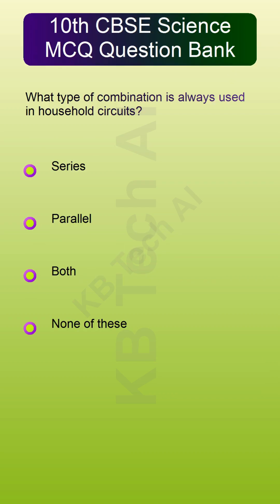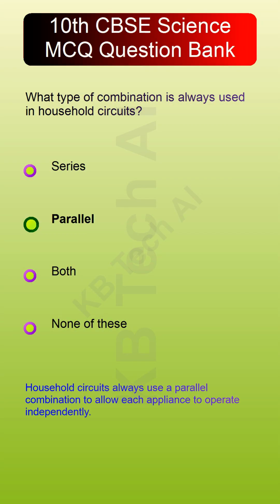What type of combination is always used in household circuits? Option 1, series. Option 2, parallel. Option 3, both. Option 4, none of these. The answer is Option 2, parallel.